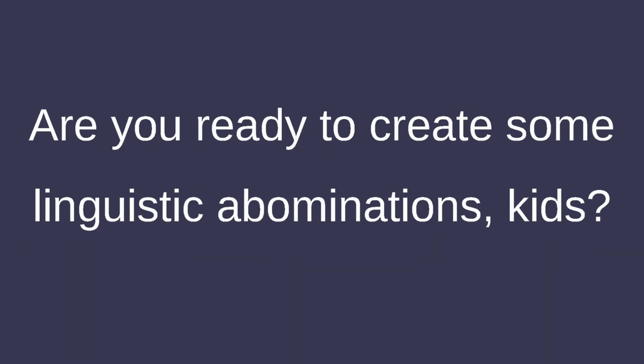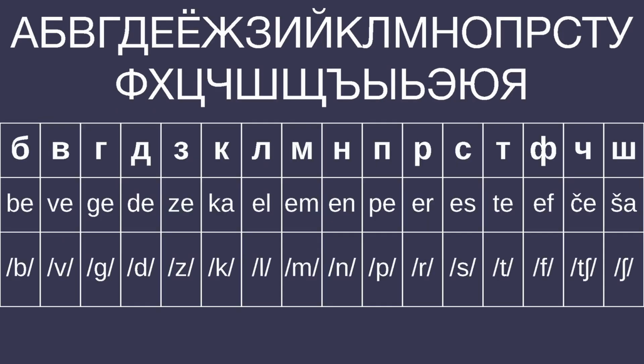With those disclaimers out of the way, let's get to the fun part of writing English with writing systems not meant for it, starting with Cyrillic. The Cyrillic letters that logically and easily fit to English sounds are B, V, G, D, Z, K, L, M, N, P, R, S, T, F, Ch, and Sha, for ba, va, ga, da, za, ka, la, ma, na, pa, ra, sa, ta, fa, cha, and sha respectively.